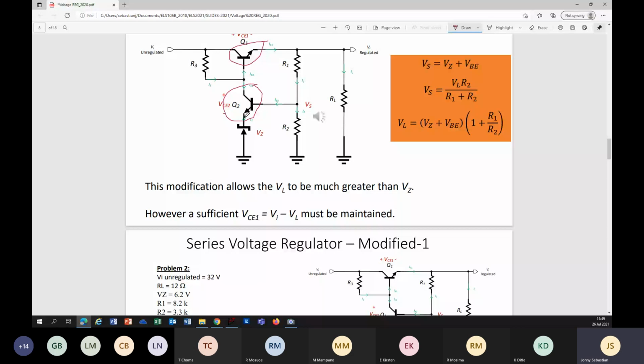IC2 and IB flow here, and that becomes your Zener diode current. There are two changes. A third change is that the base is connected to a voltage divider. There are three changes happening here. Now, how do you make an expression for the load voltage? Before going too much into detail, let's try to understand one or two things.